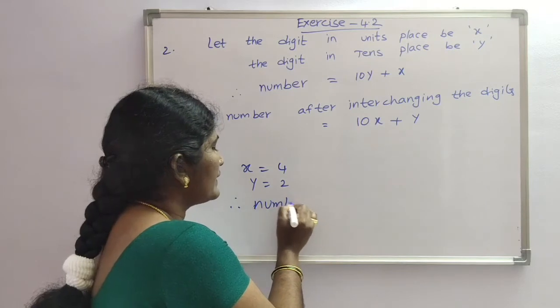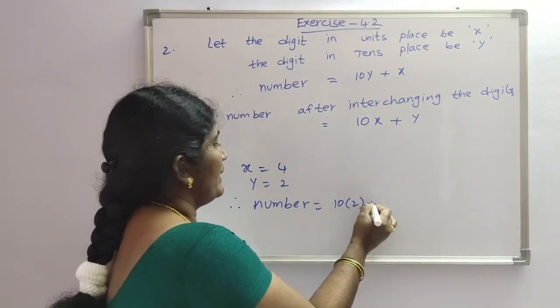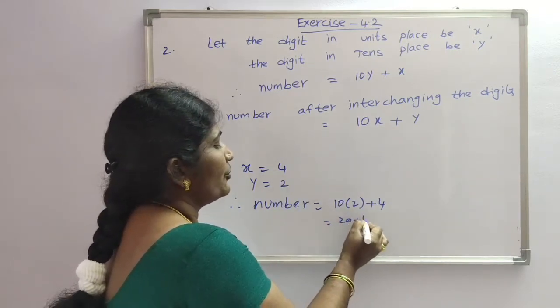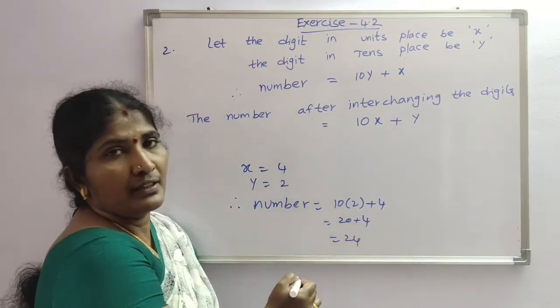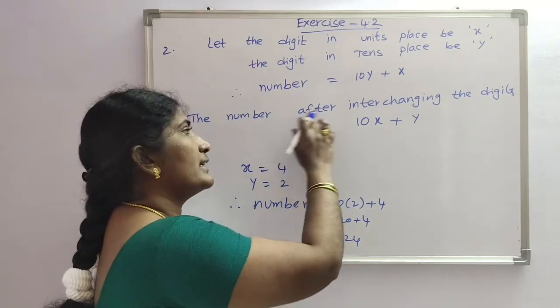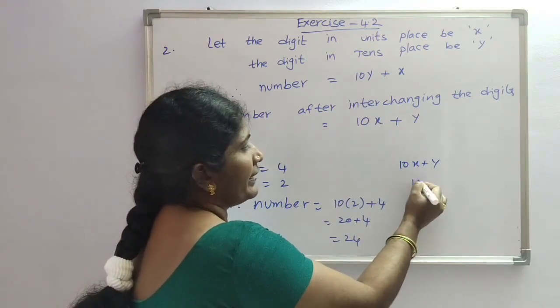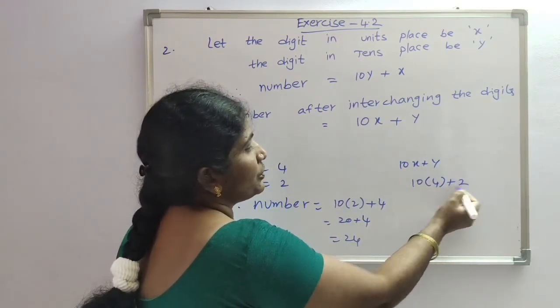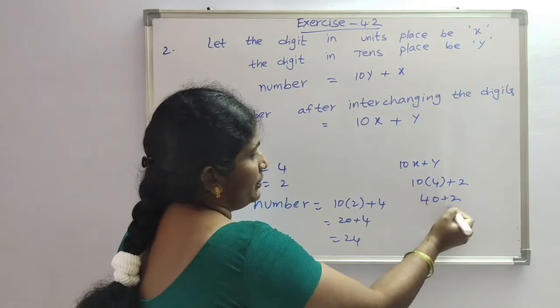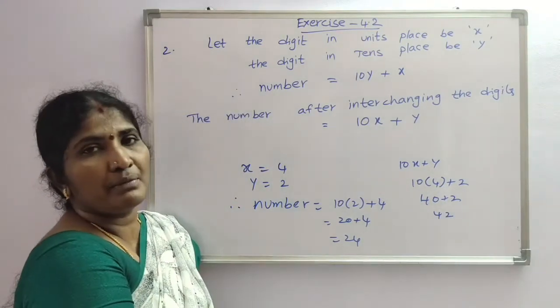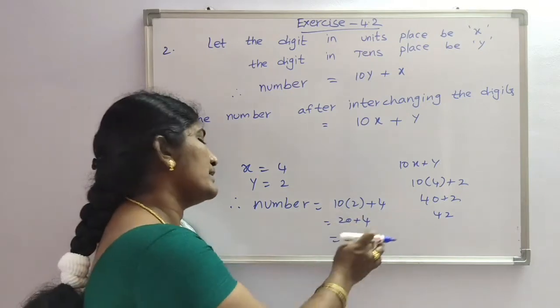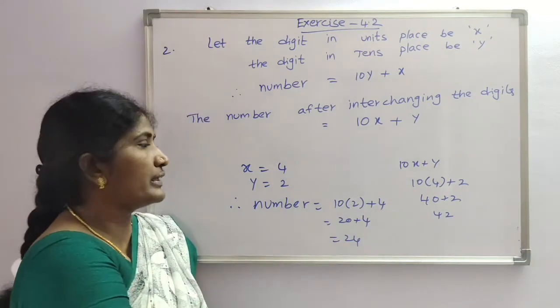Therefore, the number is equal to 10 into 2 plus 4, 20 plus 4, that is 24. And one more number will also come, that is the number after interchanging the digits, 10x plus y. 10 into 4 plus 2, 40 plus 2, that is 42. How many numbers are possible for this case? Two numbers: one is 24 and the other is 42.